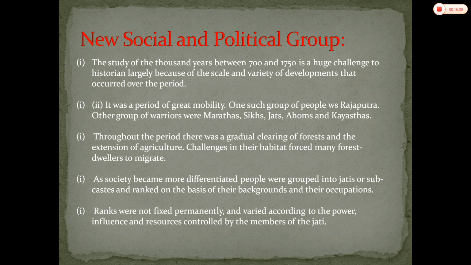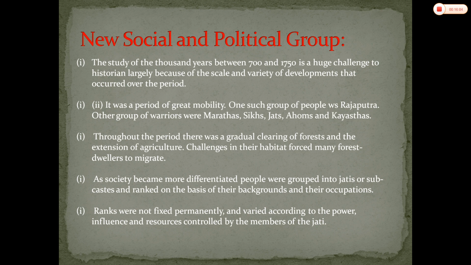Throughout this medieval period, there was a gradual clearing of forest, means there was a continuous clearing of forest and the extension of agriculture. So this was the period when agricultural lands were extended into the forests by cutting the forest. Challenges in their habitat forced many forest dwellers to migrate. Many people migrated from the forest, means those who were living in the forest, the forest dwellers, migrated to the city areas or into the villages.